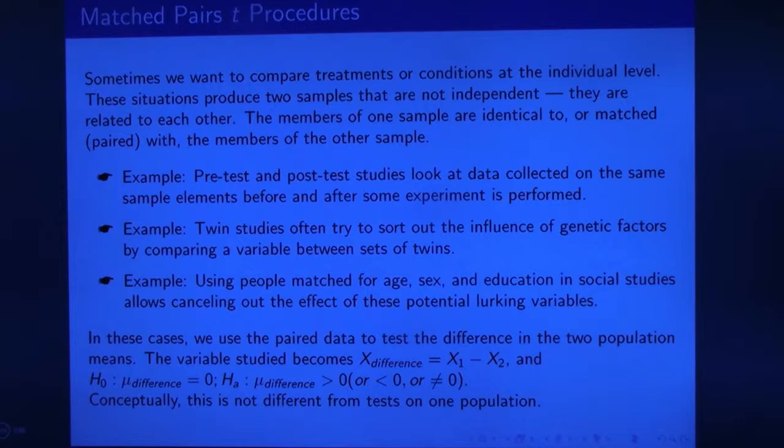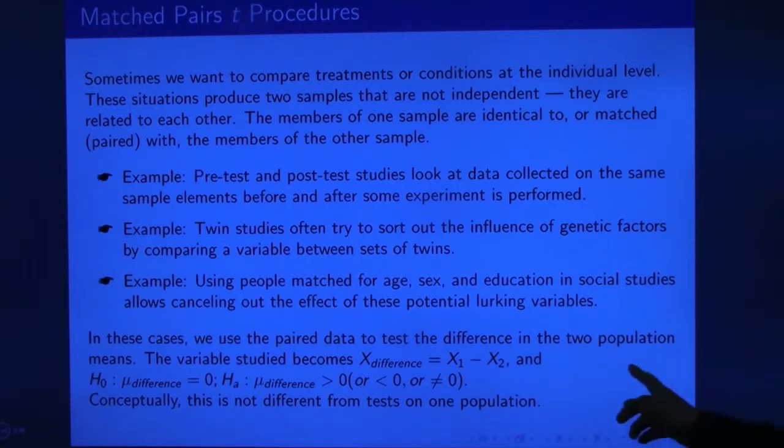And our hypotheses are: H0 is there's no difference, so mu difference equal to 0. And HA, the alternative hypothesis, is there is a difference. The difference can be positive, so mu difference is greater than 0, or the difference can be negative, or we don't care positive or negative, we just care about if there's a difference. So mu difference less than 0 or not equal to 0.